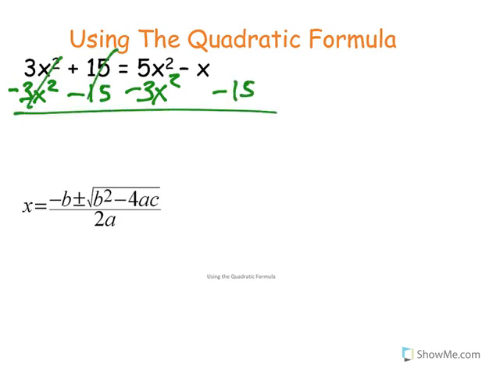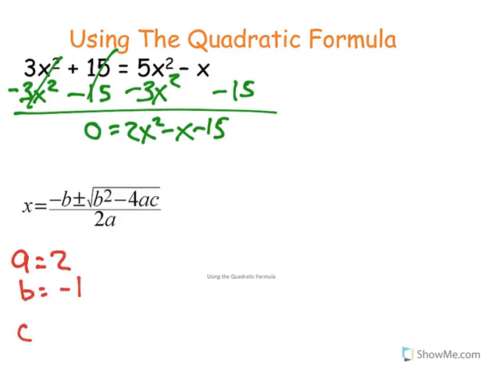So when I do that, it's going to give me 0, right, equals 2x squared minus x minus 15. And now we can establish what a, b, and c are. So clearly we see that a is equal to 2. We see that b is equal to negative 1. And c is equal to negative 15.